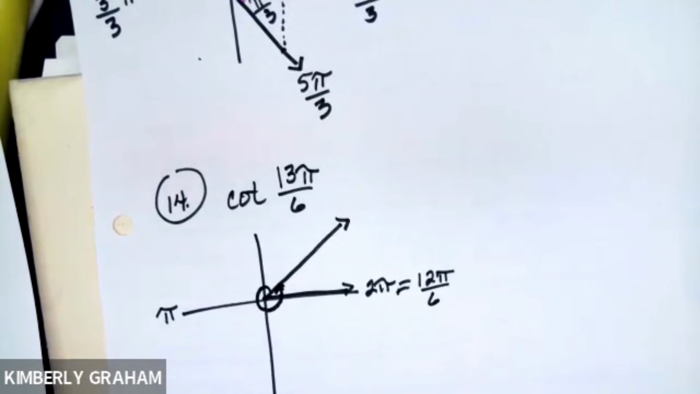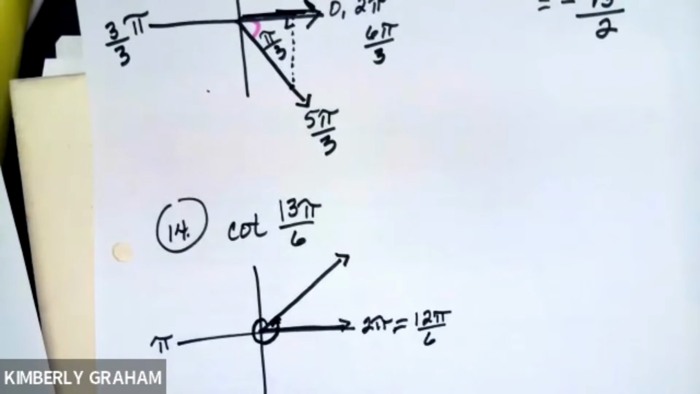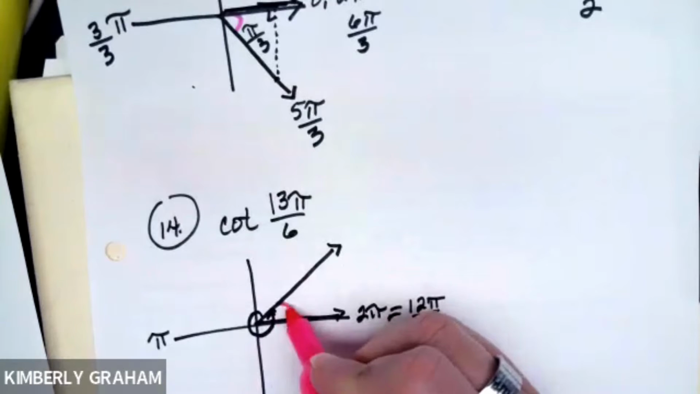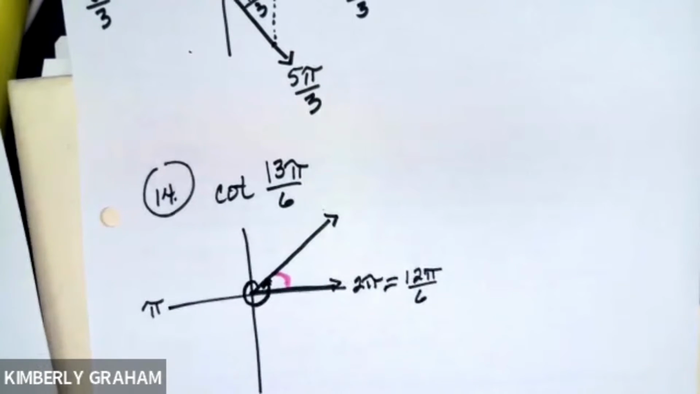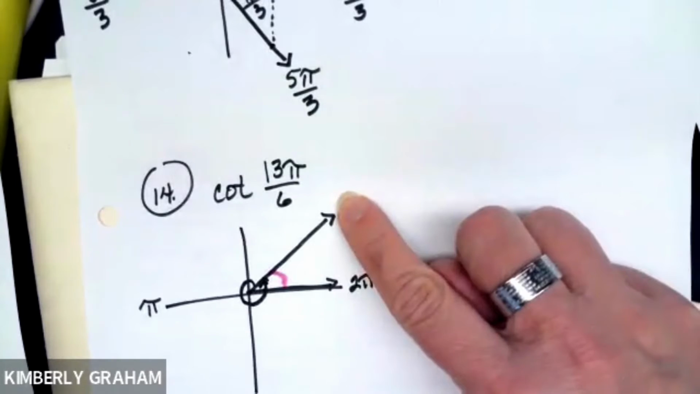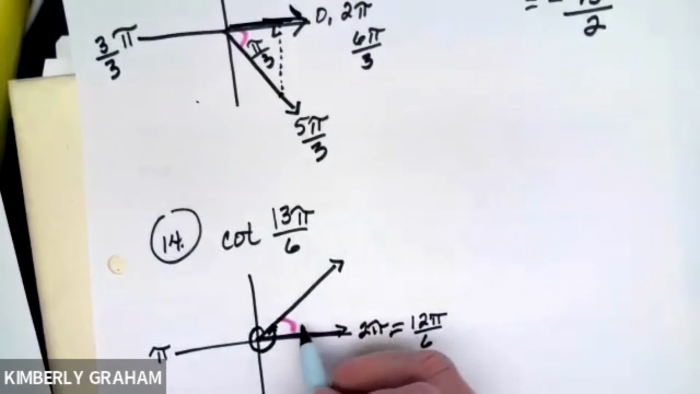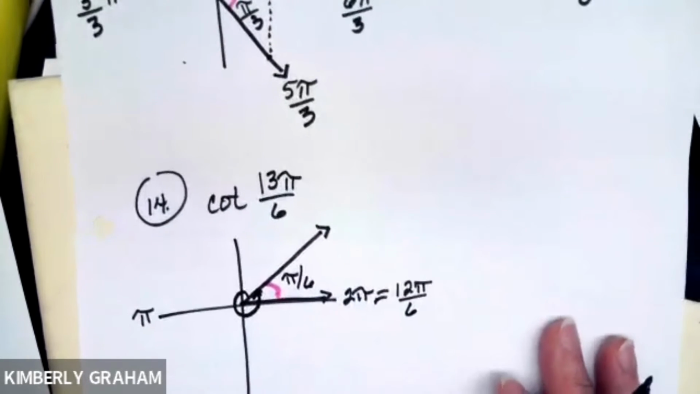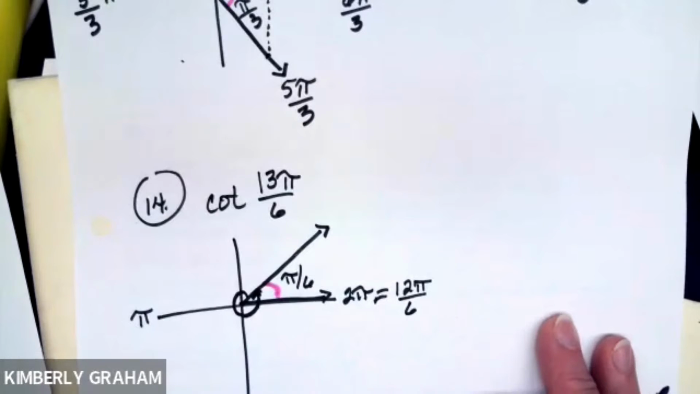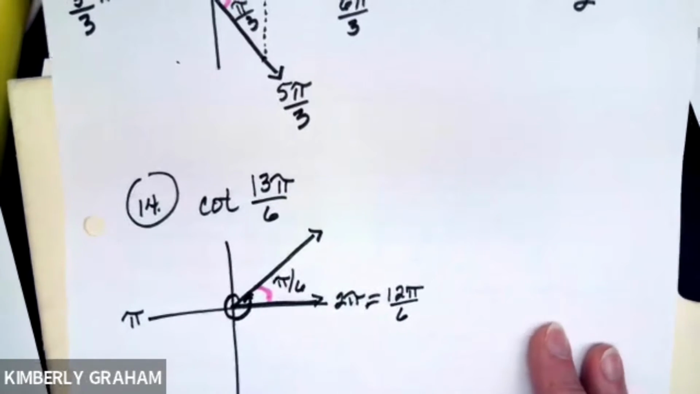What is my reference angle? What is the measure of this pink angle in here? If this is 12 pi over 6, this is 13 pi over 6, what is this going to be? Pi over 6. Any questions on how I got the reference angle of pi over 6? Okay.